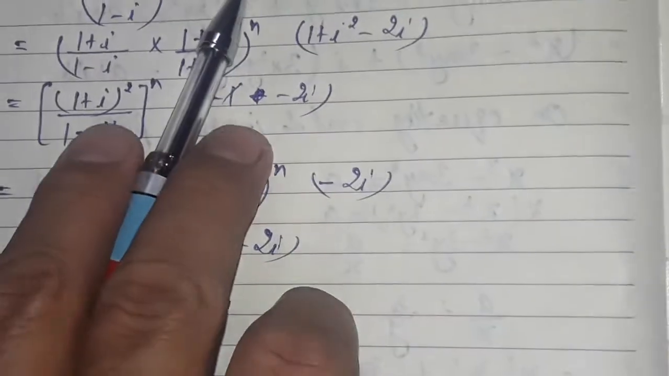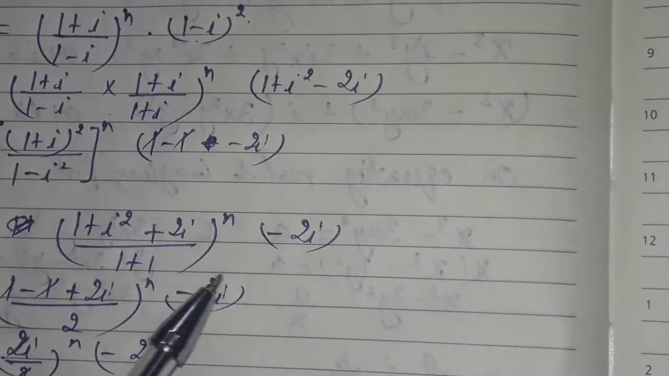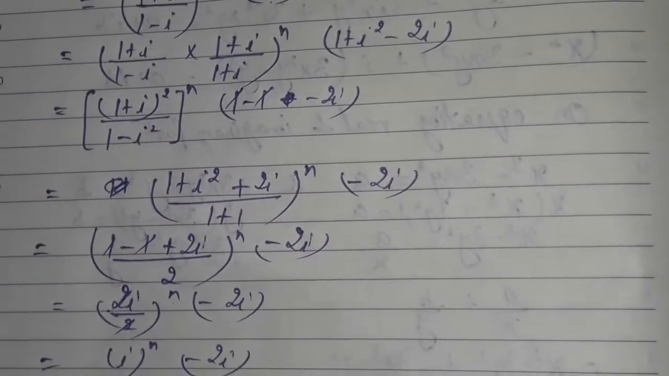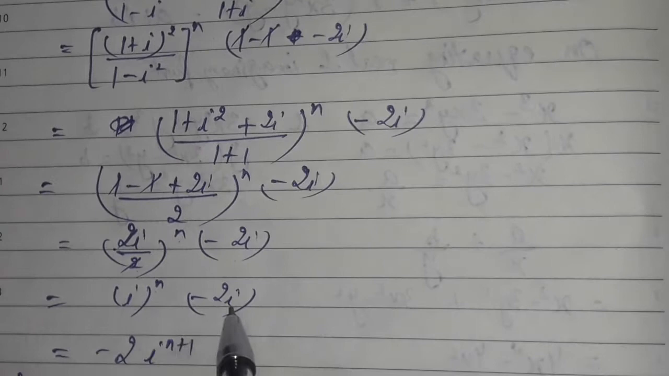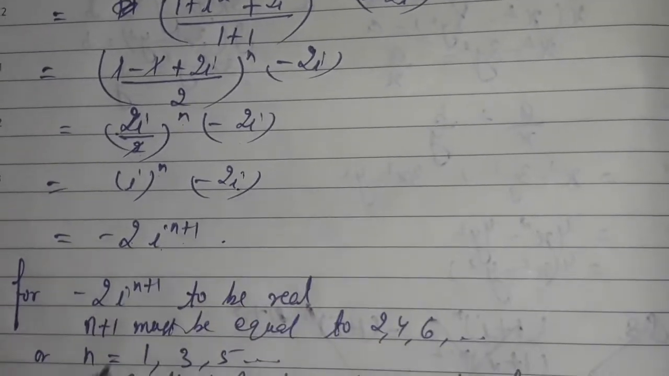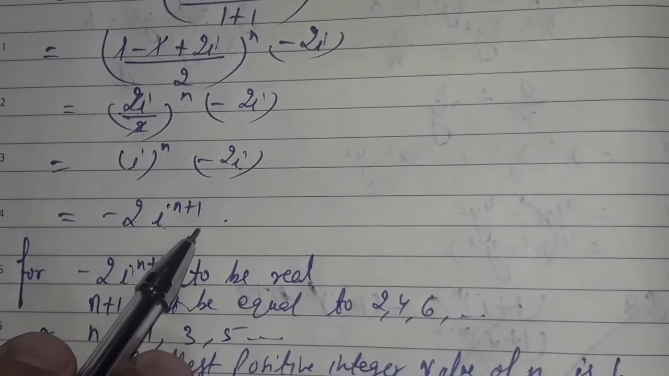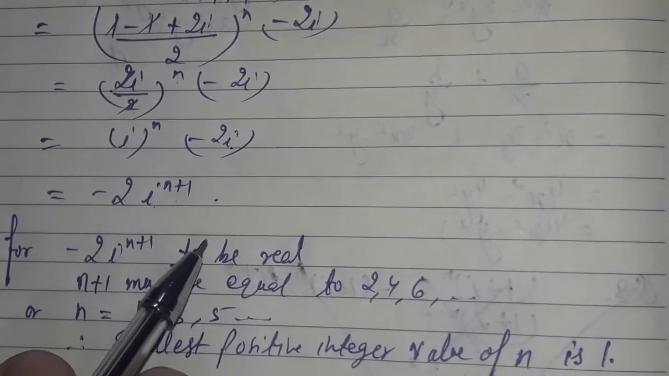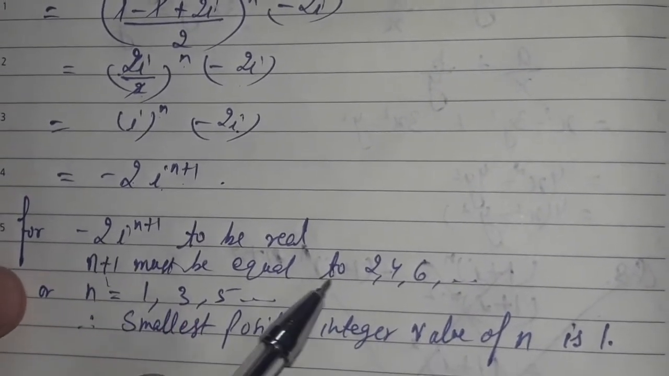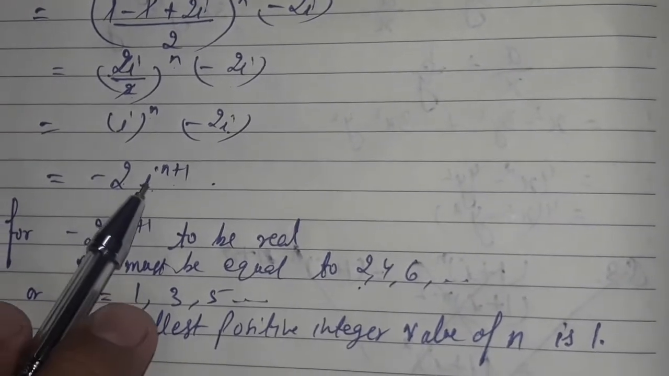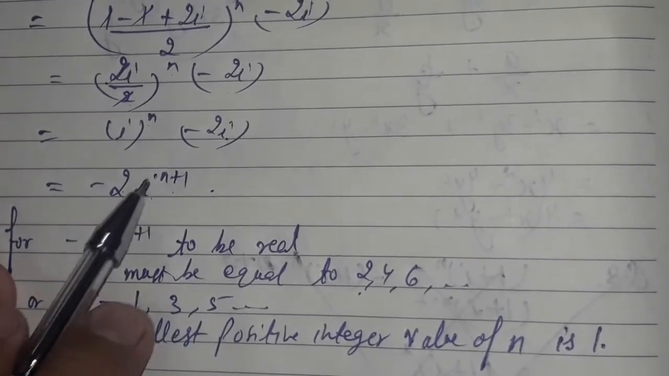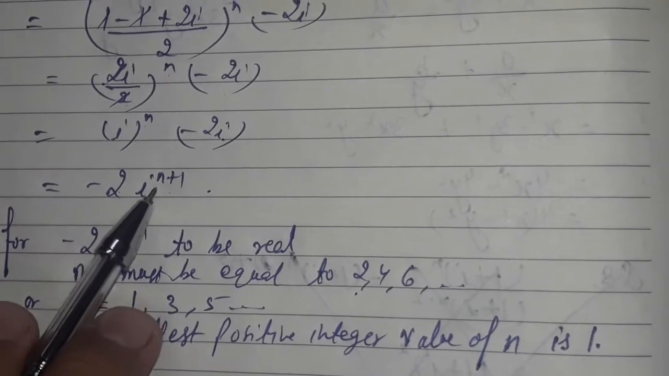And outside this bracket, (1 minus iota) square on expanding, we get here minus 2 iota. It is iota to the power n into minus 2 iota. You can write it as minus 2 iota to the power n plus 1. Now we want the real value of this. To get the real value, this n plus 1 must be even. Because if the power of iota is 2, it is minus 1. If the power of iota is 4, it is 1.